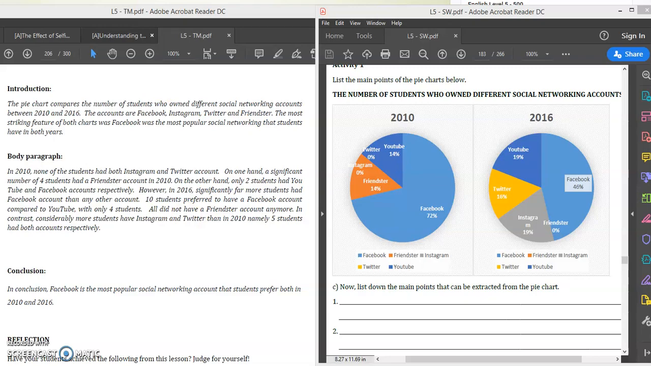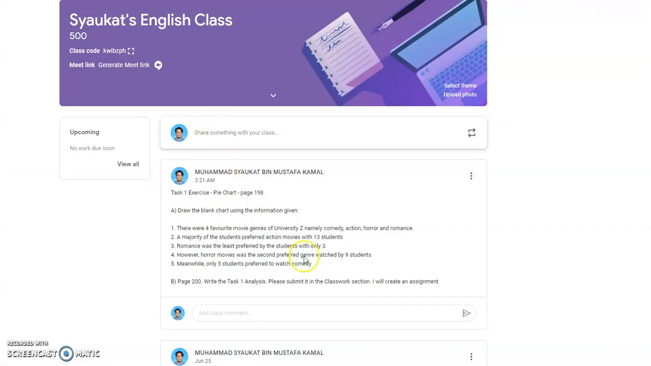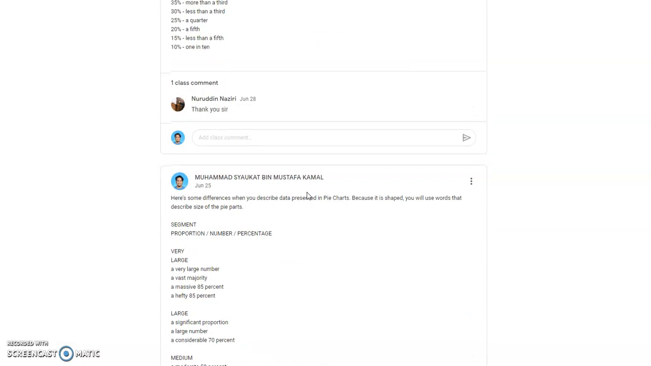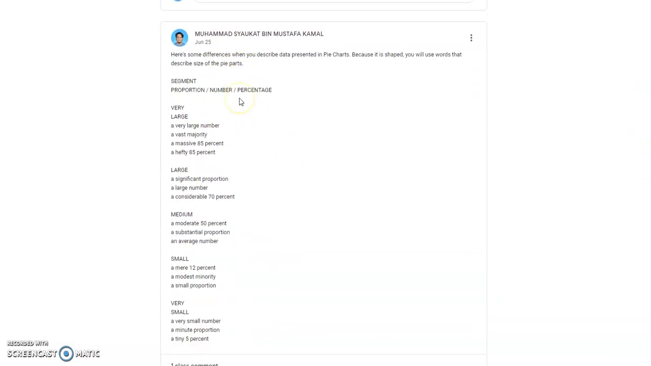You could also refer to our Google Classroom notes, which is on this one. These are the things that you might want to also include in a pie chart analysis. And also this note here.